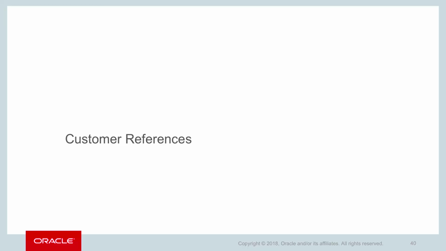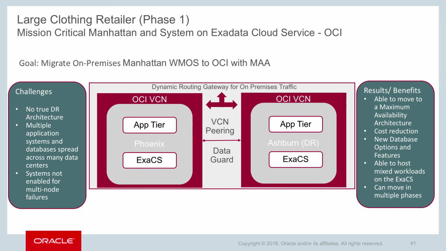In the previous section, you saw how you can deploy an Exadata Cloud Service on Oracle Cloud Infrastructure. We will now see some customer reference stories in the next section. In this customer reference story, you'll see that a large clothing retailer migrated their mission-critical Manhattan and additional workloads to Exadata Cloud Service on Oracle Cloud Infrastructure. This gave the customer a maximum available architecture for their applications.